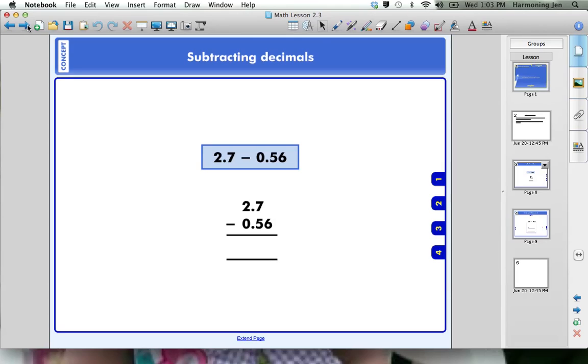The next step is that I need to rewrite my problem. I need to line up the numbers properly. Here, they've done that for us. My ones are lined up, my decimal points, my tenths, my hundredths. Now, here's one of those situations where we have that space there because we don't have any hundredths in this number. We need to add that 0 to keep that placeholder there. This is especially important when we're subtracting because we do need to treat that space as a 0.